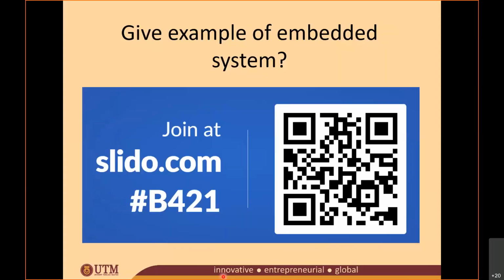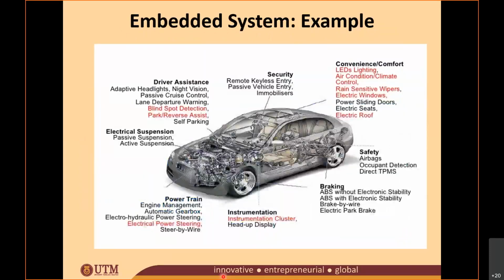Now we go to the next slide. This is an example of an embedded system. Inside your car, you have a lot of embedded systems actually. Let's look at the driver assistance. For the driver assistance, we have a lot of embedded systems there. One of them is an adaptive headlight, in which the headlight will automatically turn on and off according to the incoming cars.